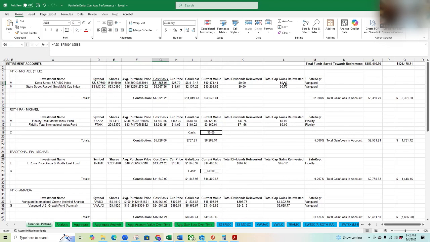I want to deep dive into what I'm holding. And then I keep track of my contributions so that I can figure out my total gain/loss per account. And then up here is the total for all the accounts combined. Everything is fed from a different tab, rather. So we have a financial picture, which is the main view.